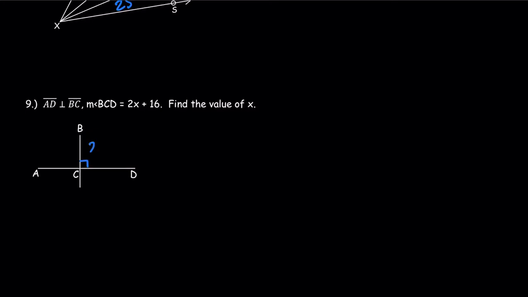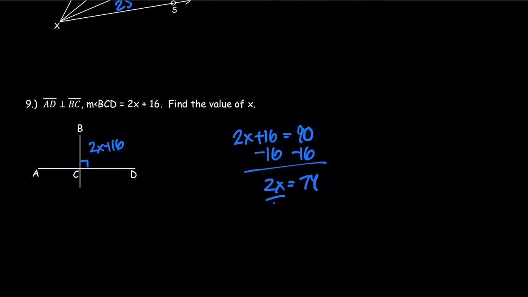So if this angle is 2x plus 16, and I want to find the value of x, all I have to do is say 2x plus 16 equals 90. All right, and we'll subtract 16 from both sides. I get 2x, let's see, what's that, 74? Divide by 2. And 74 divided by 2 is 37. And the question says find the value of x. So as soon as you do that, we are done.